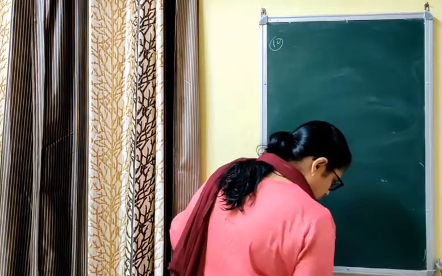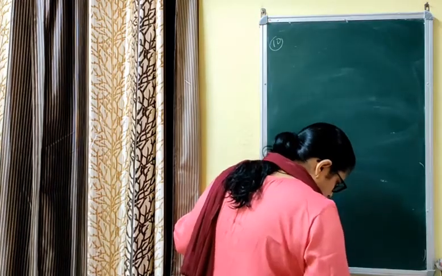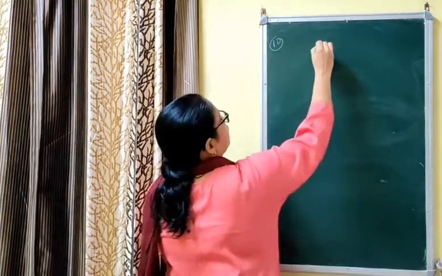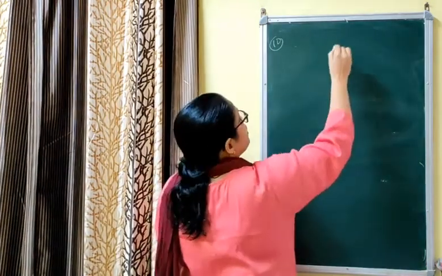Question number 11 is prove that the parallelogram circumscribing a circle is a rhombus. आपको एक पैरेललोग्राम सर्कल को सर्कमस्क्राइब कर रहा है, वो रोम्बस बताना है.